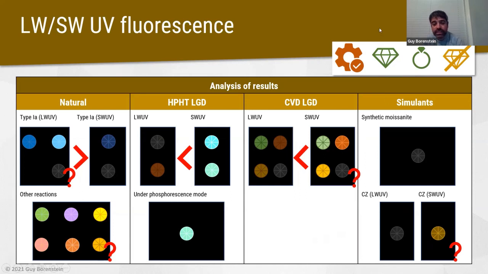So if we are looking at this technique, it's not an automatic technique. It's something that we need to interpret by ourselves. It can work on loose stones and on mounted stones. And in some cases, it could also be good for simulants.